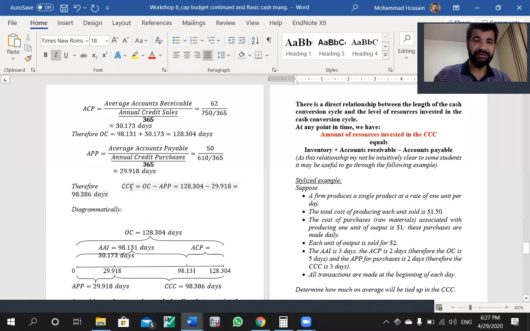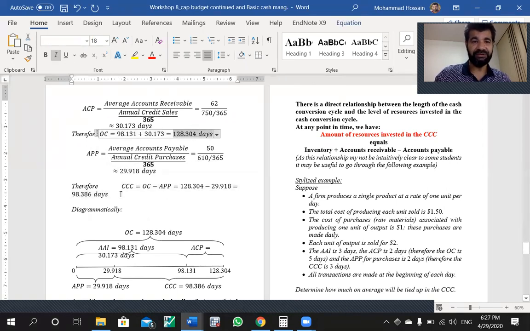So yes, you get this one, operating cycle minus average payment period, which is 128.304 minus 29. Get this figure. So it's OC 128, which is in here, 128 minus 29. So they have 98 days, about 100 days, for their cash tied up. Okay, cash tied up for 98 days.